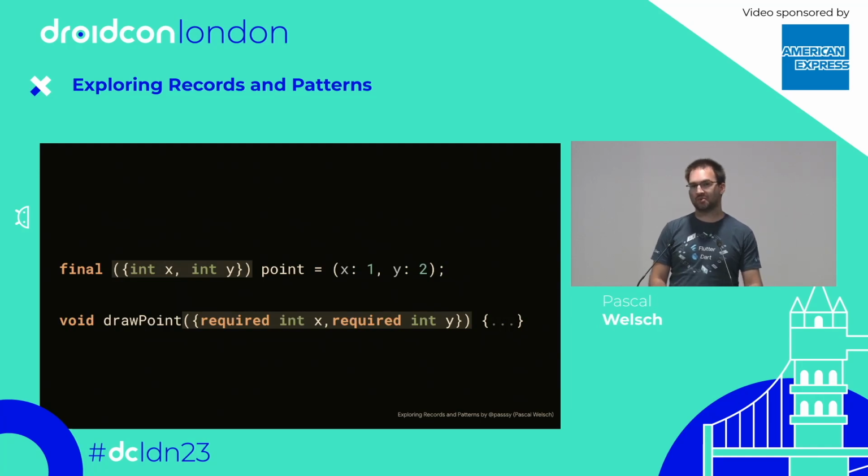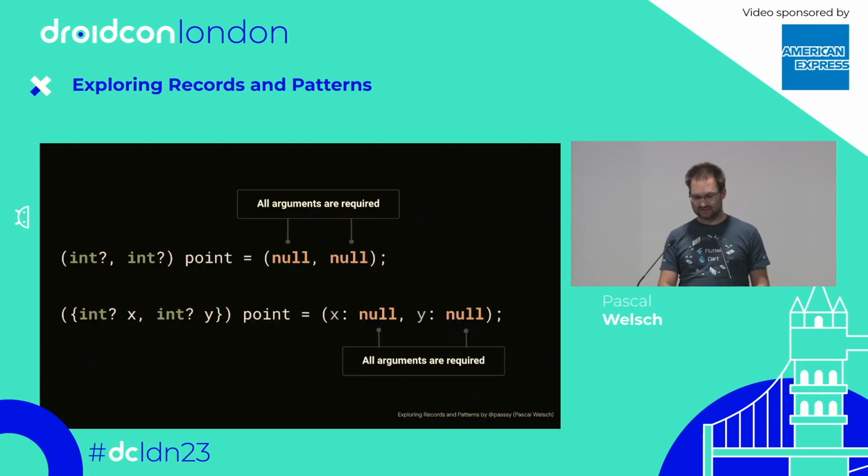There's no required keyword for a record. By default, all parameters are required, and you also have to assign all of them. And this looks like this. So even if fields are null, you have to define them. Even for named arguments, you cannot leave them empty. You have to define them. That's the thing about a record.